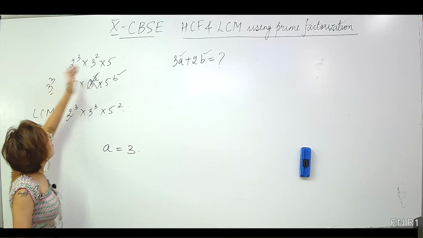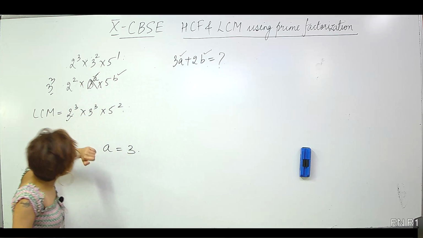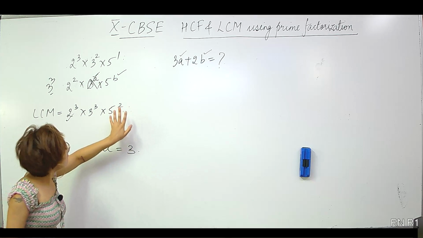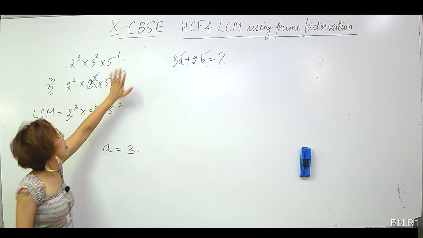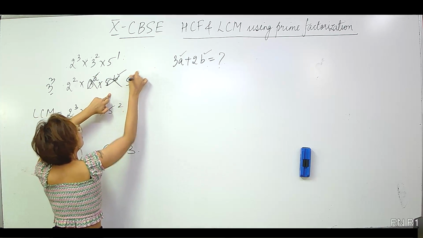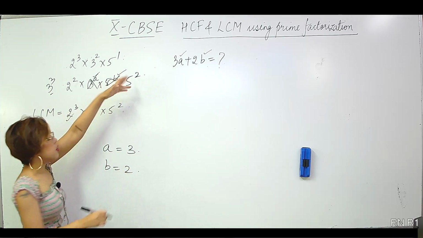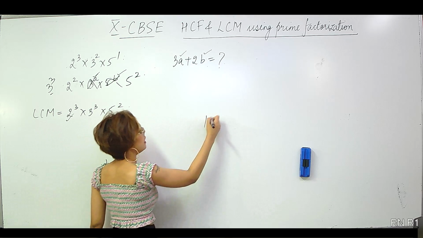Now, I have 5 raised to power 1 over here. I have 5 raised to power B over here. But in LCM, I have 5 raised to power 2. That means 5 raised to power 2 has to be somewhere. It's not here, so it has to be here. That means this number is nothing but 5 raised to power 2. That means B is equal to 2. Just substitute it and you will get the answer as 13.